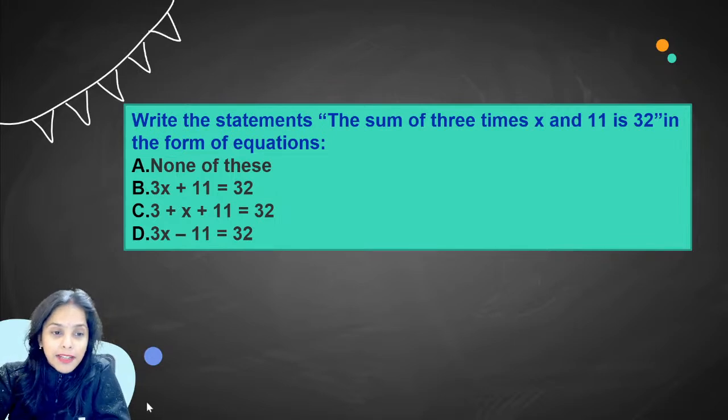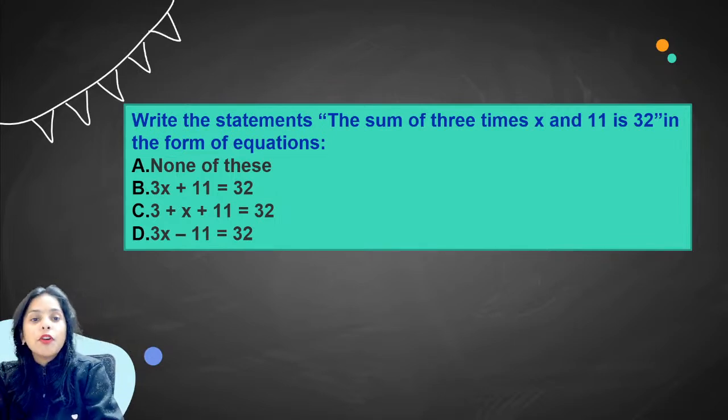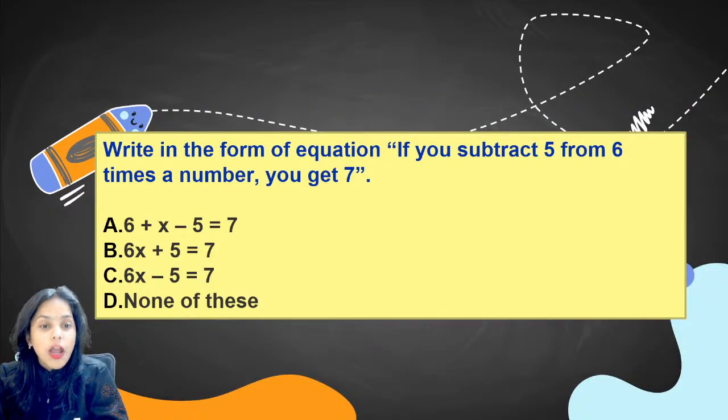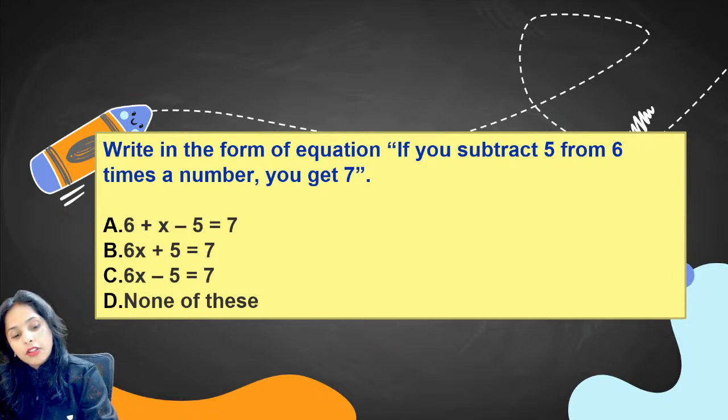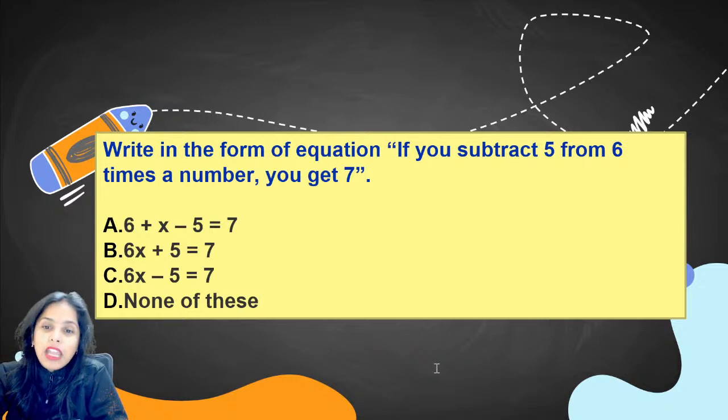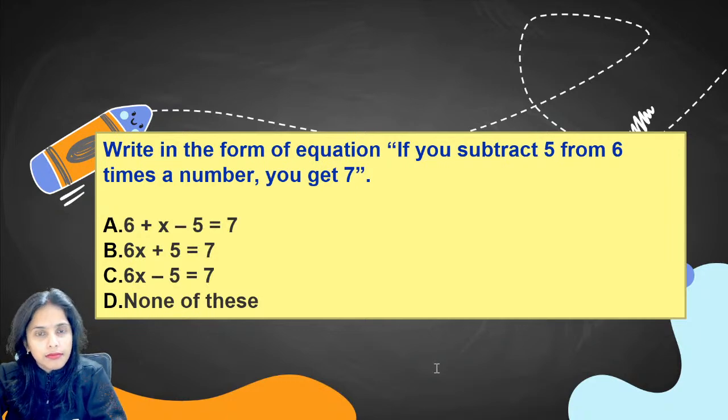That's a very simple part. I hope you got the answer. Now let's move to the next question. Here you have to form the equation out of it, like in the previous question. So try doing it. I'm here. Come on. If you subtract 5 from 6 times the number, you get 7. I just want your answers in the comment. No need to worry about it. You can pause the video also and then give the answers.